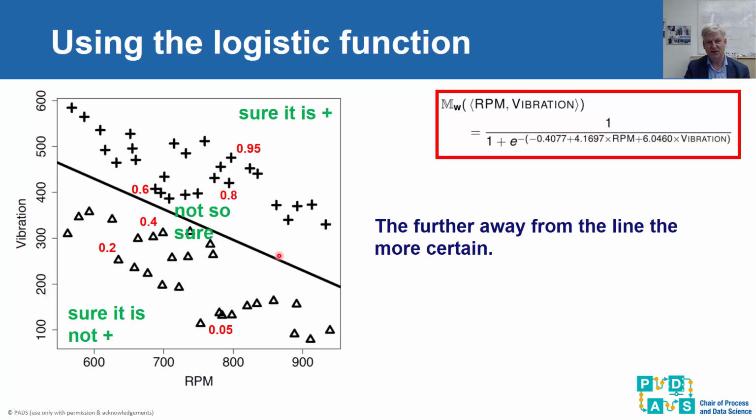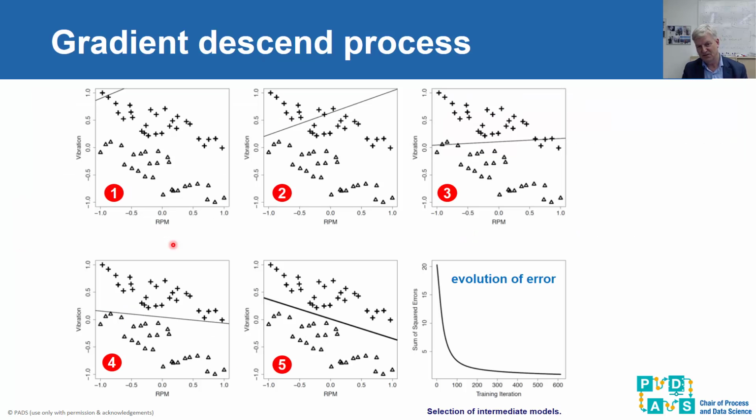So this is showing some example values. If we are close to the line, then this expression will evaluate to values around half, and we are not so sure. If we move further away from the line, either in that direction or that direction, we are either sure it is good or we are sure it is faulty. So that should be the intuition behind it.